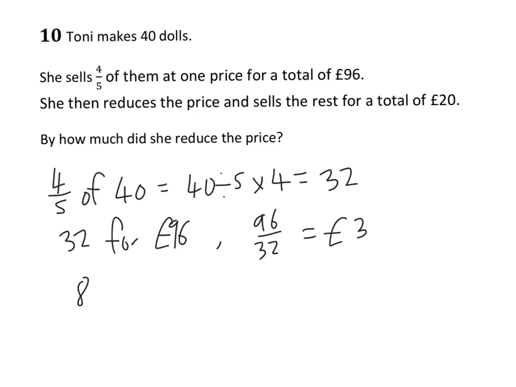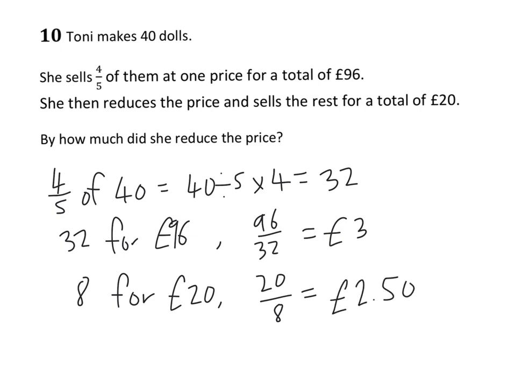So 8 left and they were sold for £20. So let's see what they are each. Now 20 divided by 4 is 5. So divided by 8 would be half of that again, £2.50. So she originally sold them for £3, and sold the next batch for £2.50.